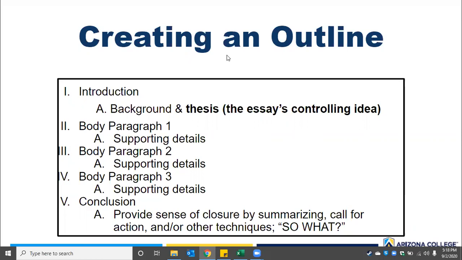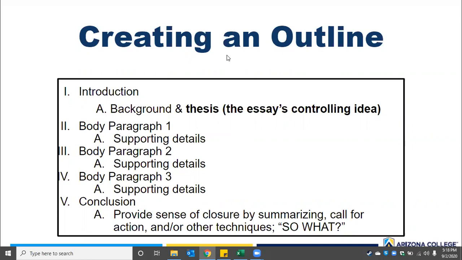And so then, yes, in one body paragraph, you could talk about the food. In another body paragraph, you could talk about the jobs. In another body paragraph, you could talk about the lifestyles, right? And then write a conclusion, and you would have your paper. Does that make sense? Yes.